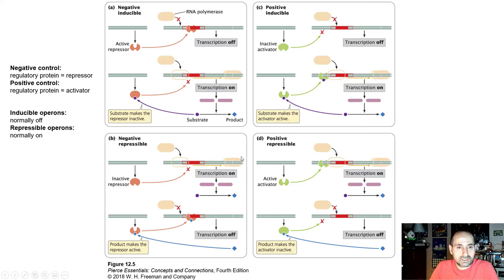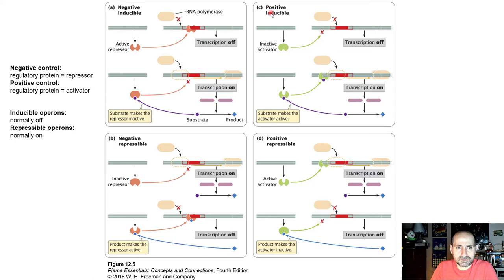Let's look at negative inducible, right? What does negative mean? It's dealing with a repressor. What does inducible mean? Normally off. So you're dealing with a repressor, and this is an operon that's normally off. So are you dealing with an active or an inactive repressor? Well, if the gene is normally off, that means this repressor is automatically active. This repressor can bind to the operator with no help, and it normally keeps the polymerase off. It normally keeps the gene off. Does that make sense? But now you do something to it. A product or substrate or something binds to this repressor, inactivating the repressor. The repressor can no longer bind to the operator, permitting transcription to continue. Did you see how that worked?